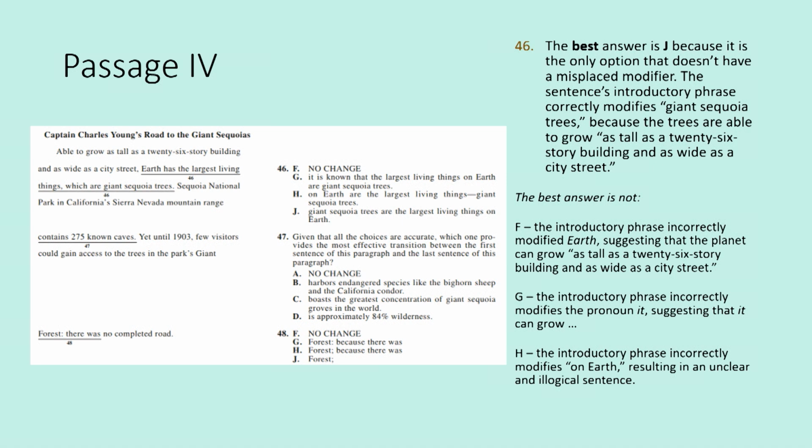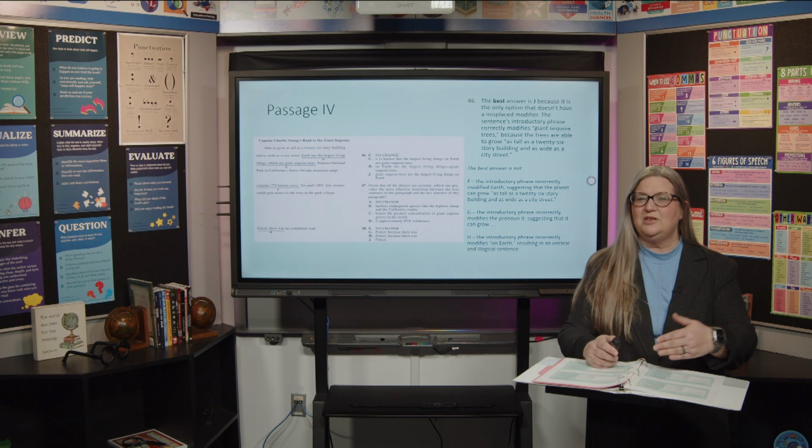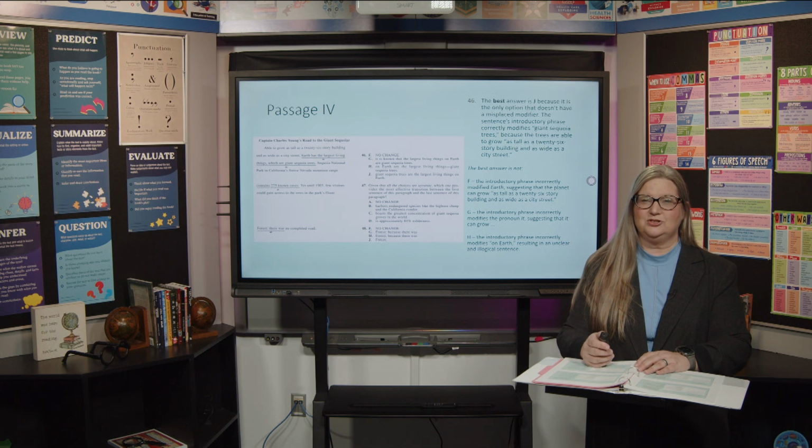The best answer is not G. The introductory phrase incorrectly modifies the pronoun it, suggesting that it can grow. Well, we don't know what it is describing, or what noun it's referring to. H, the introductory phrase incorrectly modifies on Earth, resulting in an unclear and illogical sentence. All right, are we ready to move to 47? We're going to move through these rather quickly because I'm excited for you to work independently on passage 5.